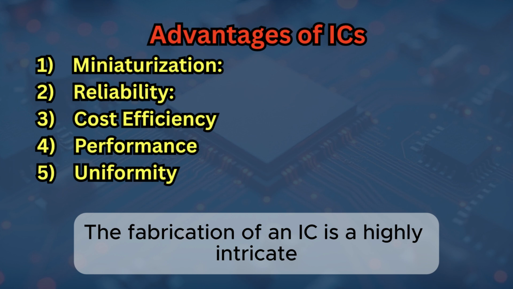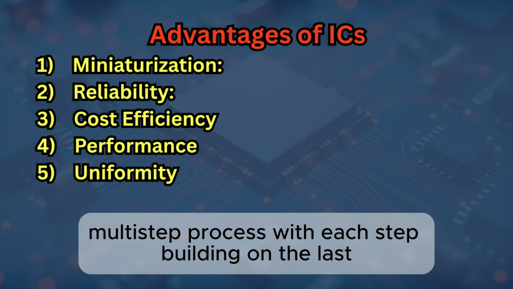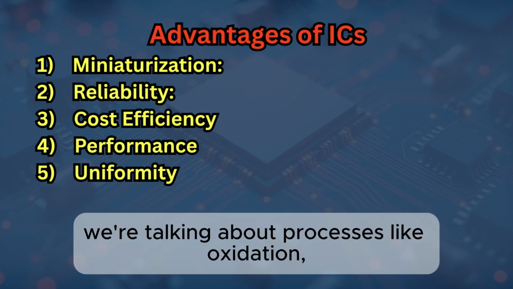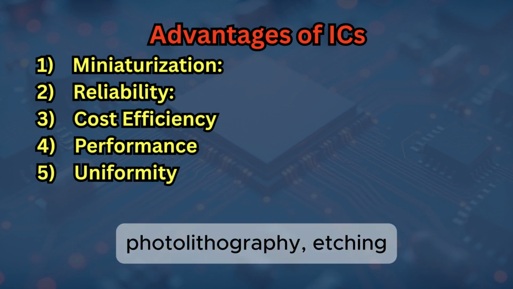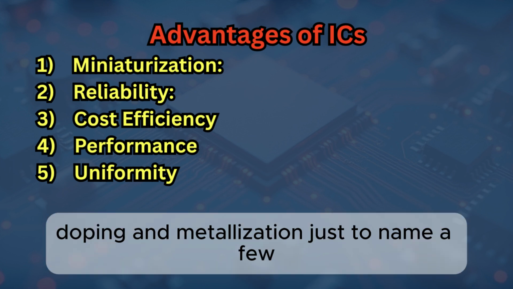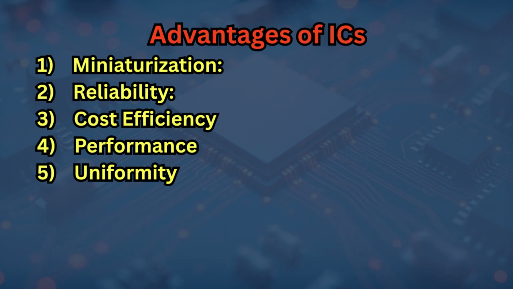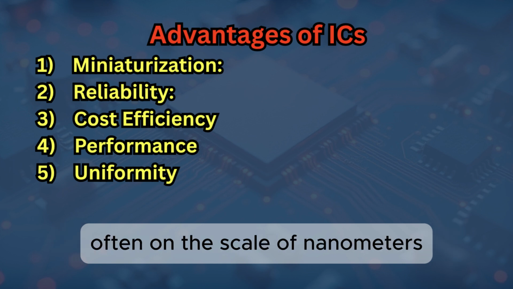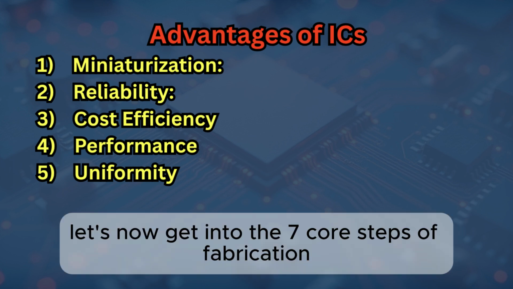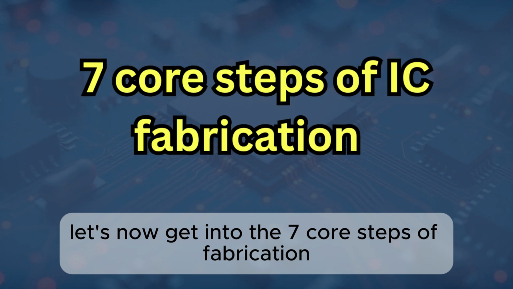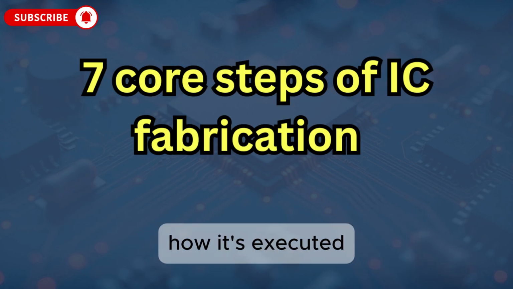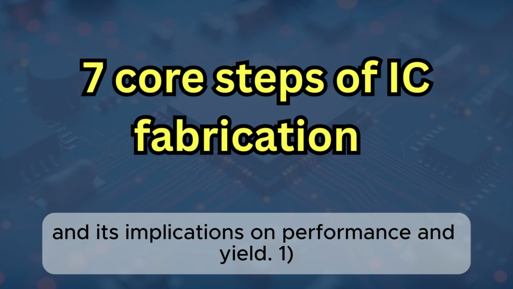The fabrication of an IC is a highly intricate, multi-step process, with each step building on the last. To give you an overview, we're talking about processes like oxidation, photolithography, etching, doping, and metallization, just to name a few. The goal is to create extremely precise patterns of electrical components, often on the scale of nanometers. Let's now get into the 7 core steps of fabrication. We'll explore what each process does, how it's executed, and its implications on performance and yield.